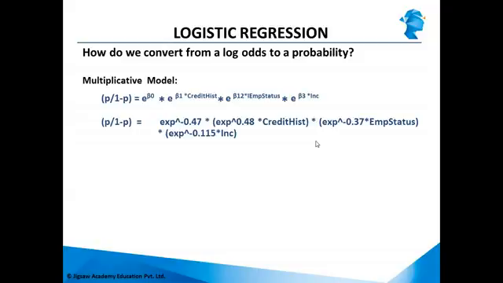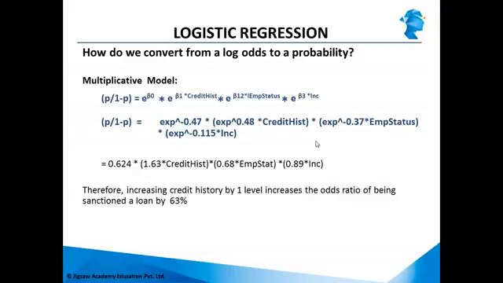Now, what does this mean? I can substitute the values of beta 0, beta 1, beta 2, and I will essentially get exponent of minus 0.47 plus exponent of 0.48 into credit history, and so on. This is the final equation that I'm going to get: P over 1 minus P, where P is the probability of not defaulting, equals 0.624, which is exponent of negative 0.47, times 1.63 times credit history, times 0.68 times employment status, etc. Now, what is the right interpretation of 1.63, 0.68?